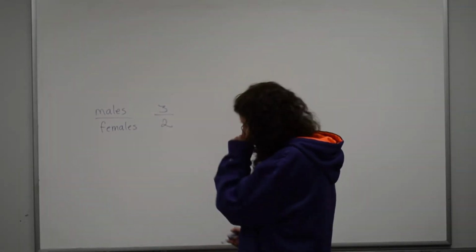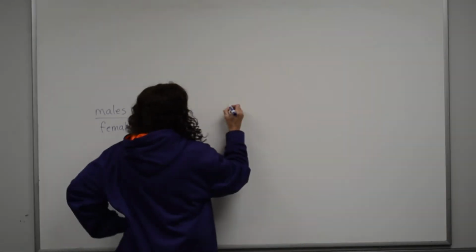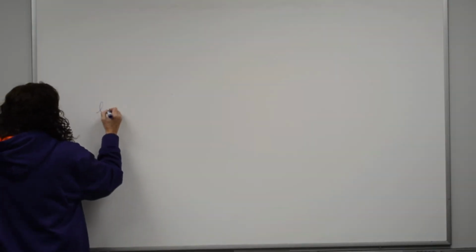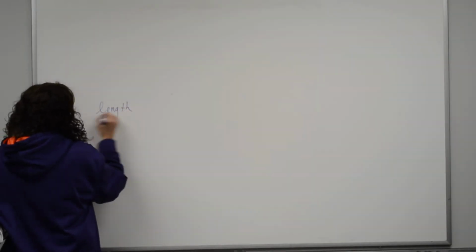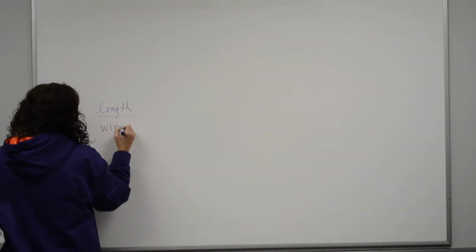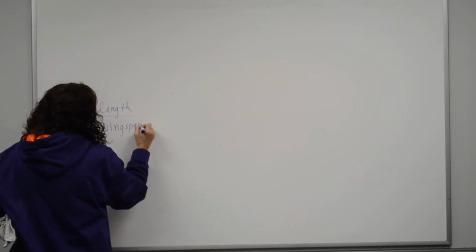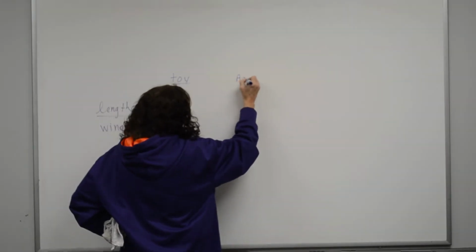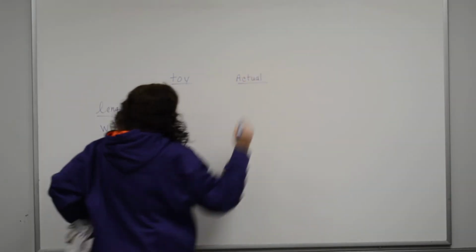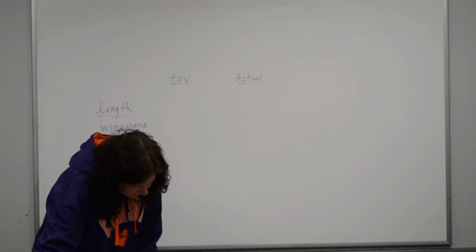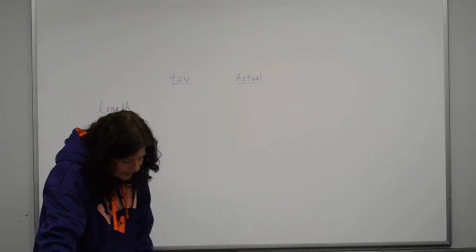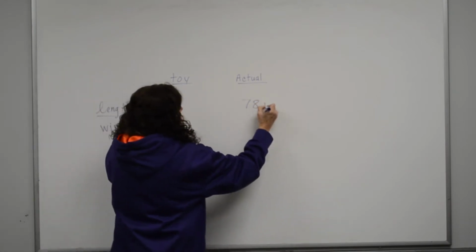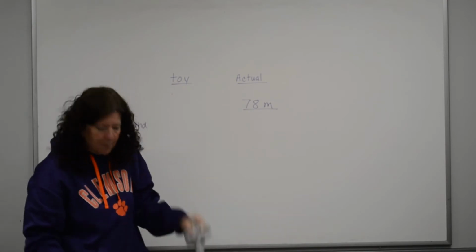So basically this is what I have. I have two things, and I can do it a couple different ways. I'll show you both ways, okay? I have the length, and I have the wingspan, and I have the toy, and I have the actual. Now, if I read this again, it says a twin jet airplane has a length of 78 meters. So I put the length on the top, under actual. I'm setting up a proportion.